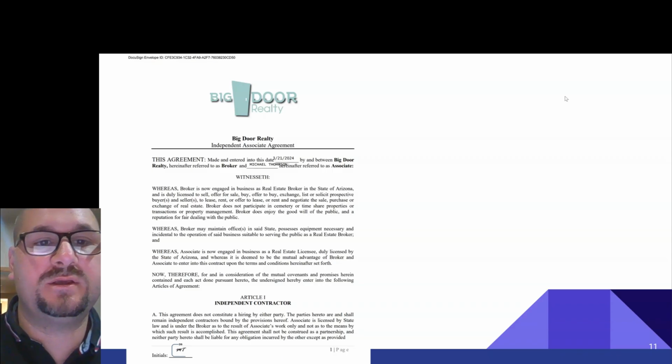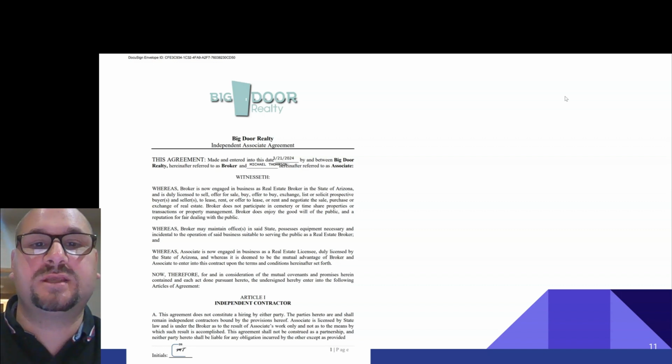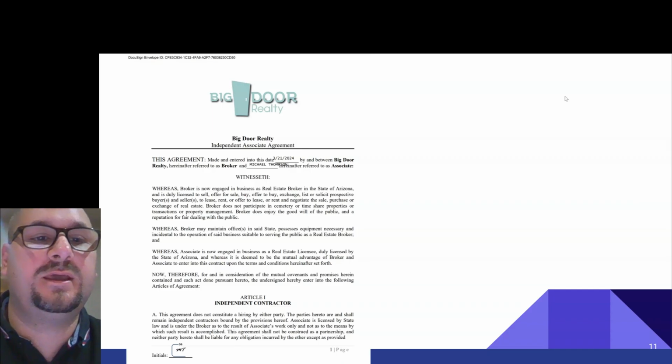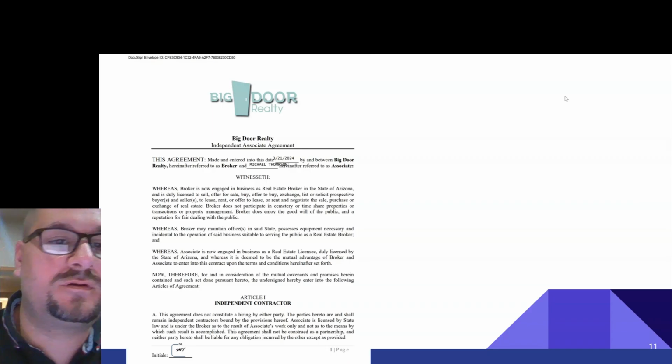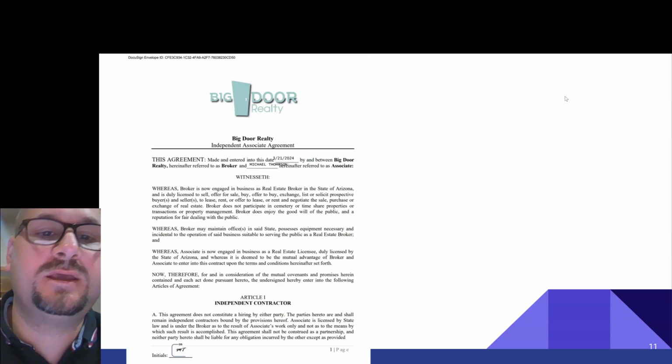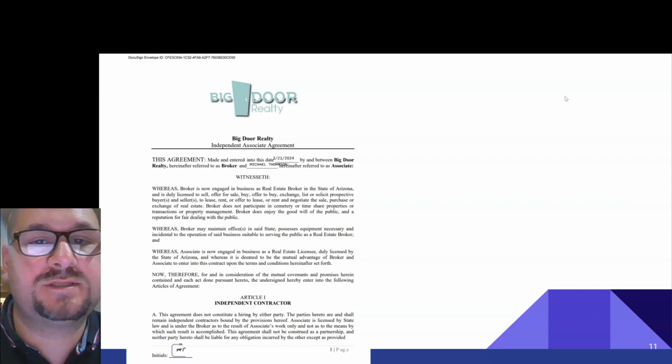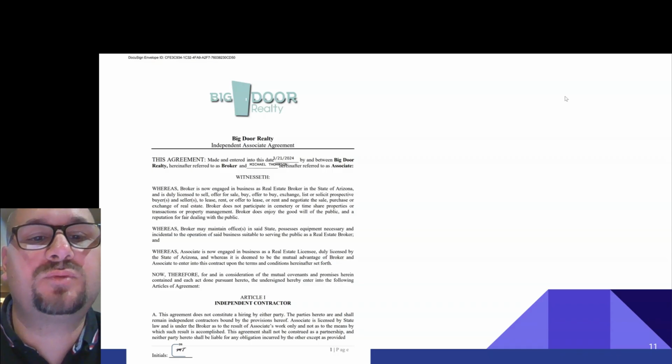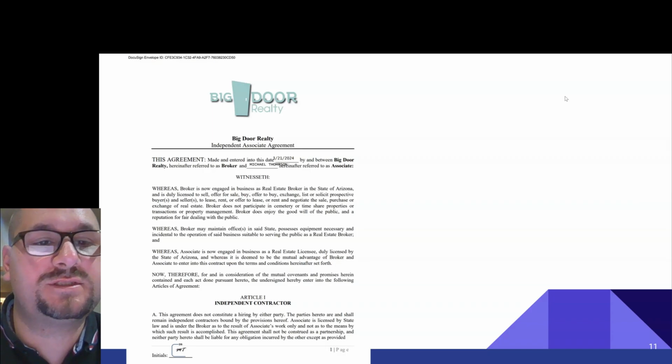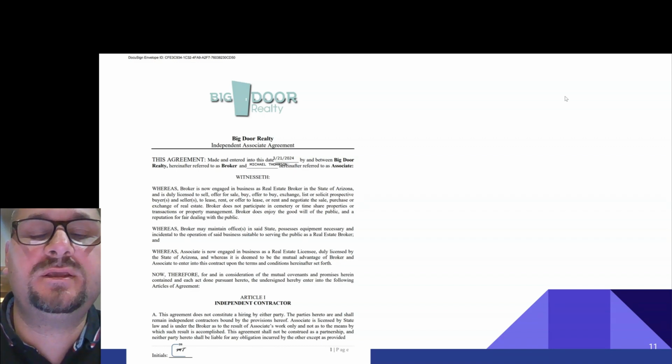Whereas broker is now engaged in business as real estate broker in the state of Arizona and is duly licensed to sell, offer for sale, buy, offer to buy, exchange, list, or solicit prospective buyer and seller to lease, rent, or offer to lease or rent and negotiate the sale, purchase, or exchange of real estate. Broker does not participate in cemetery.